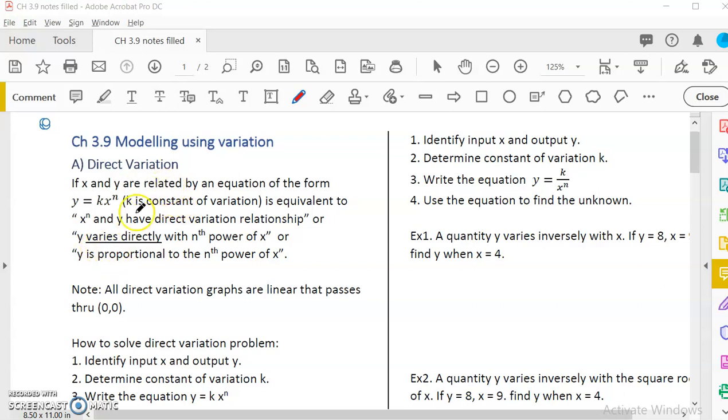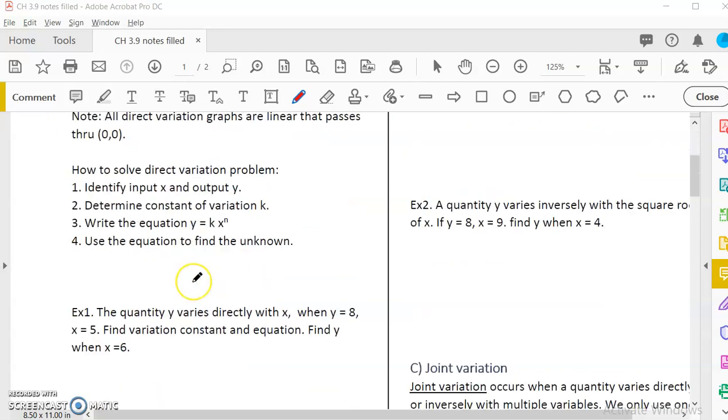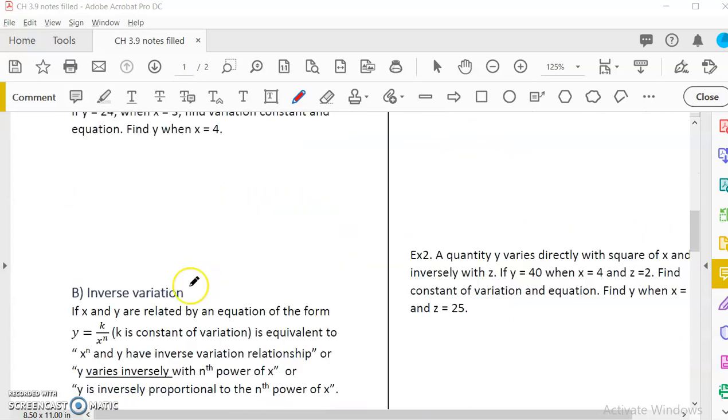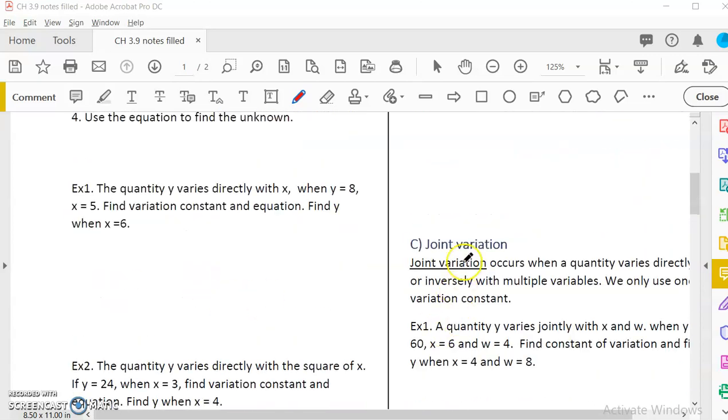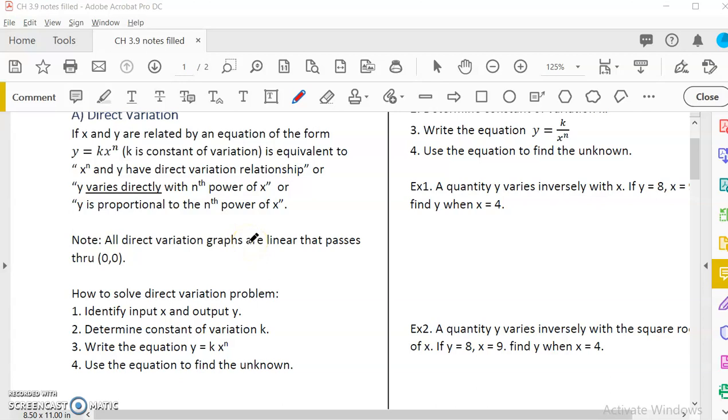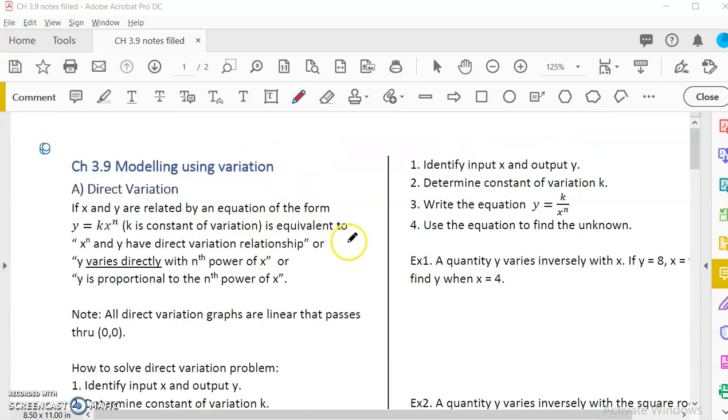Hello Precalculus student, this video is for chapter 3.9, Modeling Using Variation. There are two variation relationships between variables, direct variation and inverse variation. And then the third one is joint variation, which is a combination of direct as well as inverse variation, and it can involve multiple variables.